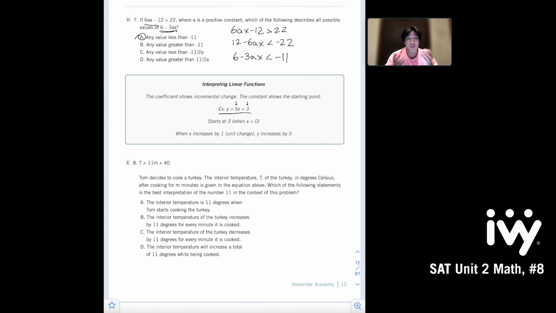So based on what we just learned, 11 is the number that goes in front of our independent variable, m here, which means that for every one change in m, a unit change in m, which is 1 extra minute cooked, we're going to see 11 change in T, which is equivalent to 11 degrees increase in T, which means for this one, we're going to pick B. The interior temperature of the turkey increases by 11 degrees for every additional minute that it's cooked.